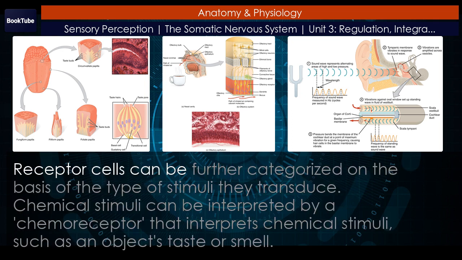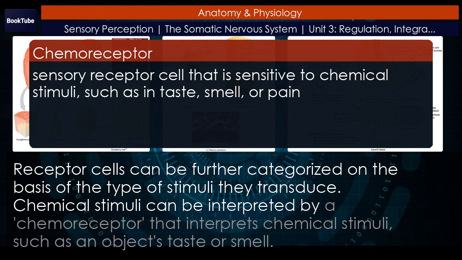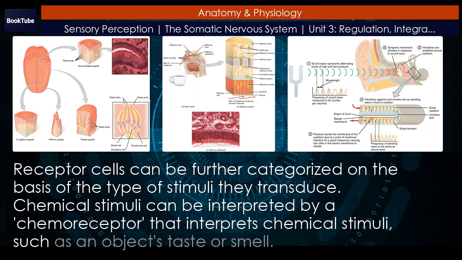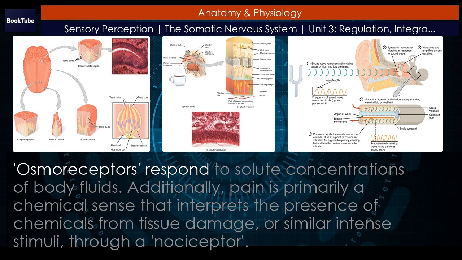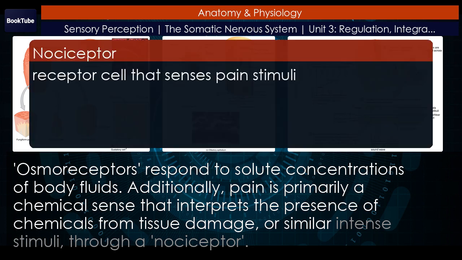Receptor cells can be further categorized on the basis of the type of stimuli they transduce. Chemical stimuli can be interpreted by a chemoreceptor that interprets chemical stimuli, such as an object's taste or smell. Osmoreceptors respond to solute concentrations of body fluids. Additionally, pain is primarily a chemical sense that interprets the presence of chemicals from tissue damage or similar intense stimuli through a nociceptor.